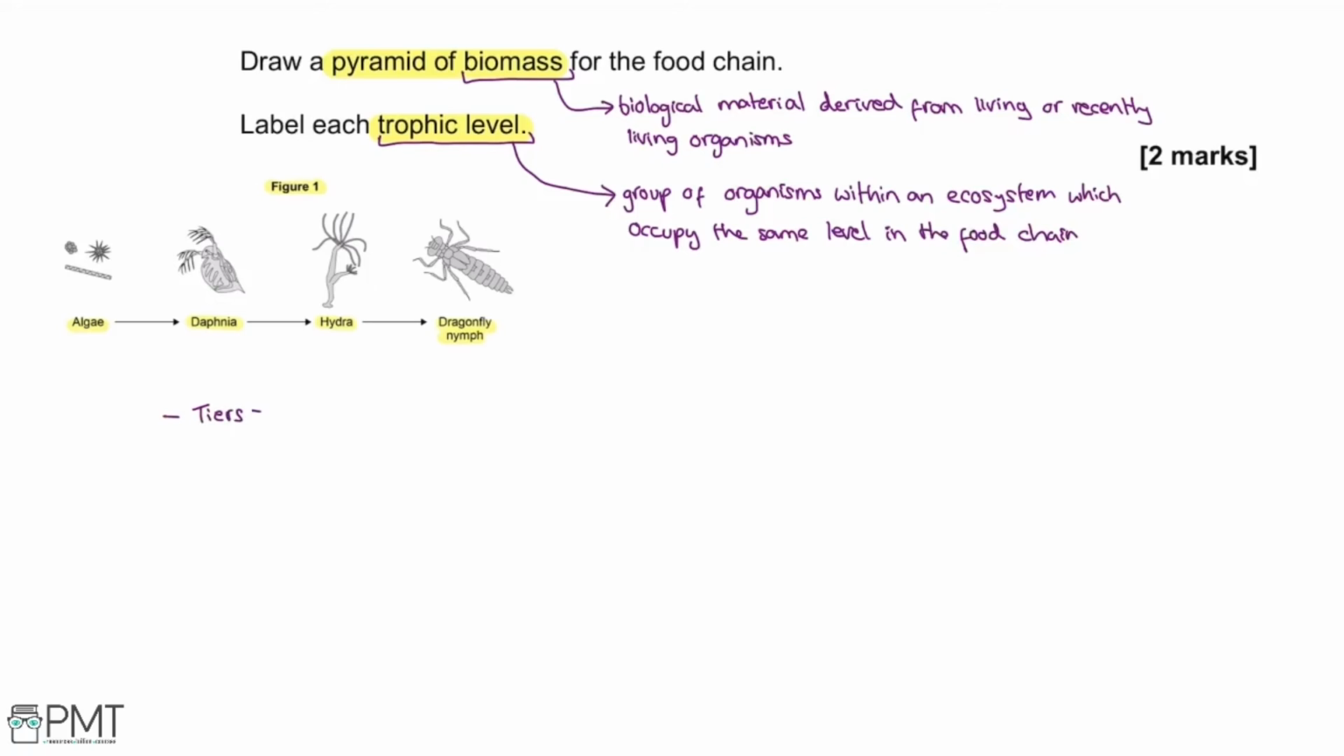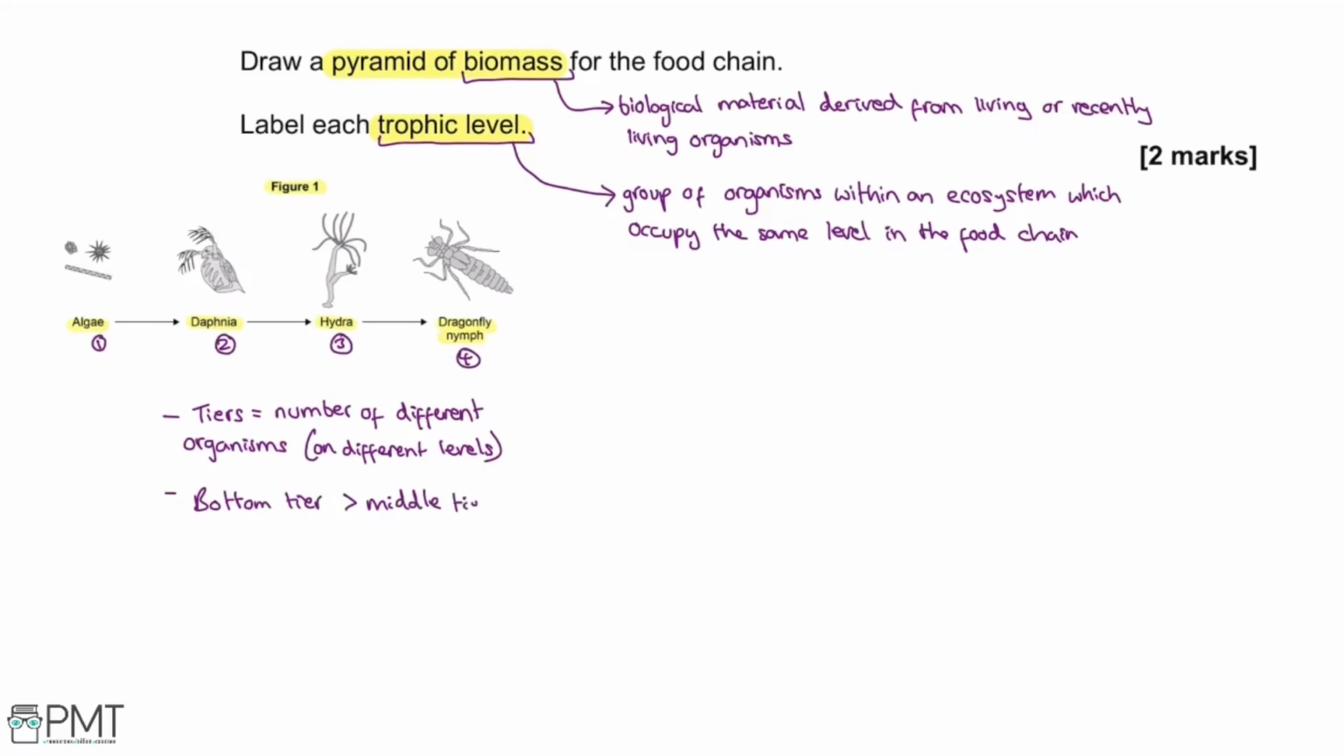When you're drawing your pyramid of biomass, the number of tiers that you've got, so the number of different levels, is representative of the number of different organisms you've got in your chain. So in this instance, we've got the algae, the daphnia, the hydra, and the dragonfly nymph. And then the widths of your tiers you've also got to pay attention to.